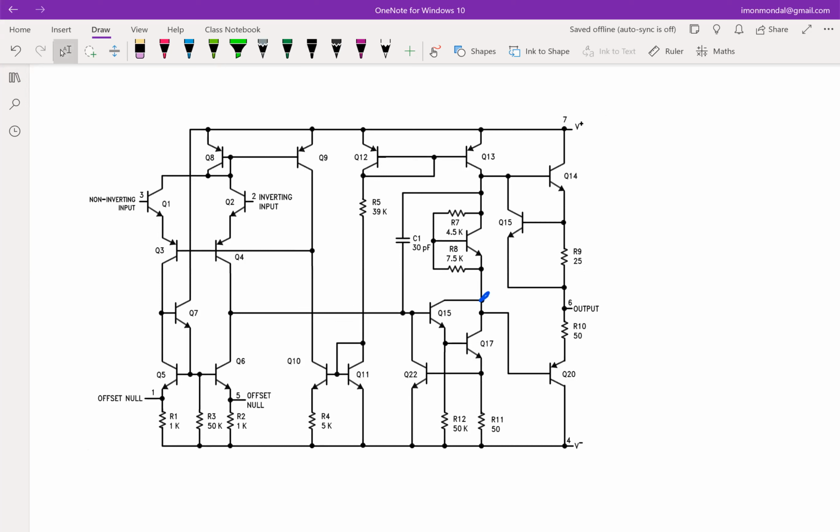So now, see, these two are the input pair, right? These two are the input pair. This is the current buffer. This is the current mirror that we talked about. This is the first stage output.